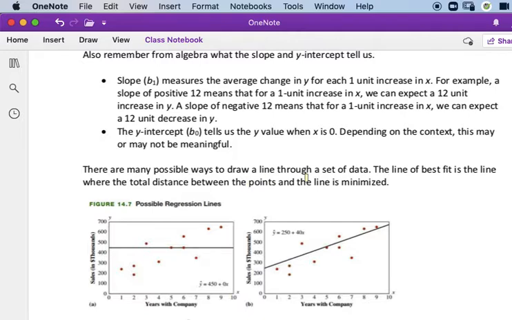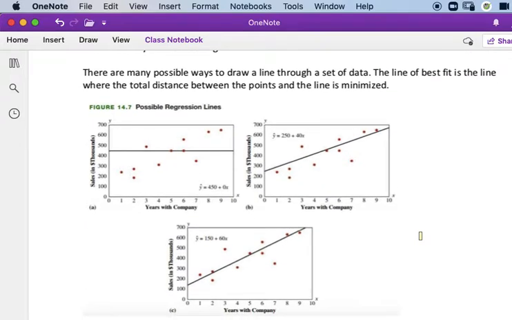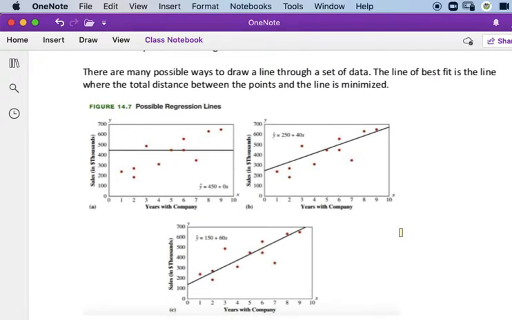If we look at a data set, we can picture drawing a line through the data points. This picture is from the book, and there are different ways that we could draw that line. But the line of best fit is the line where the total distance between the points and the line is minimized. Minitab is going to do the work of figuring out what that line is for us, and give us the equation. But keep in mind that for the line of best fit, we're taking each point, measuring the distance to the line, and then we want that number to be as small as possible.